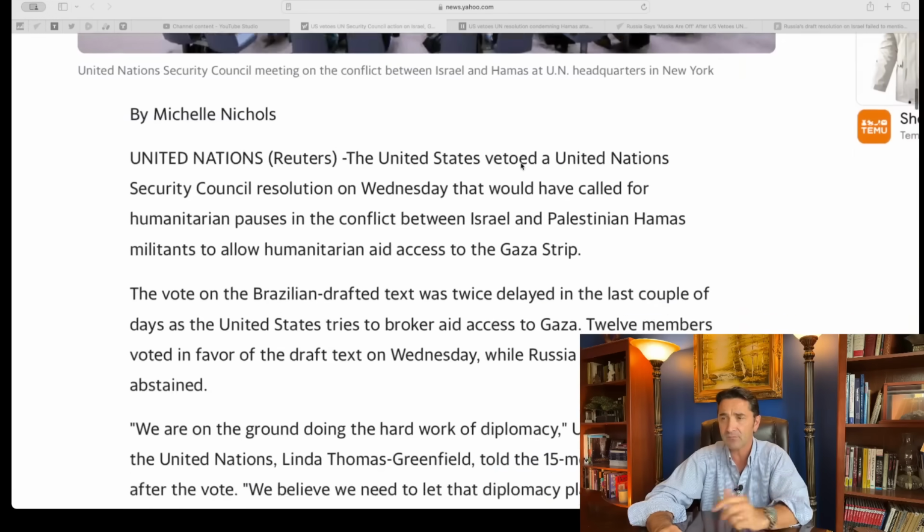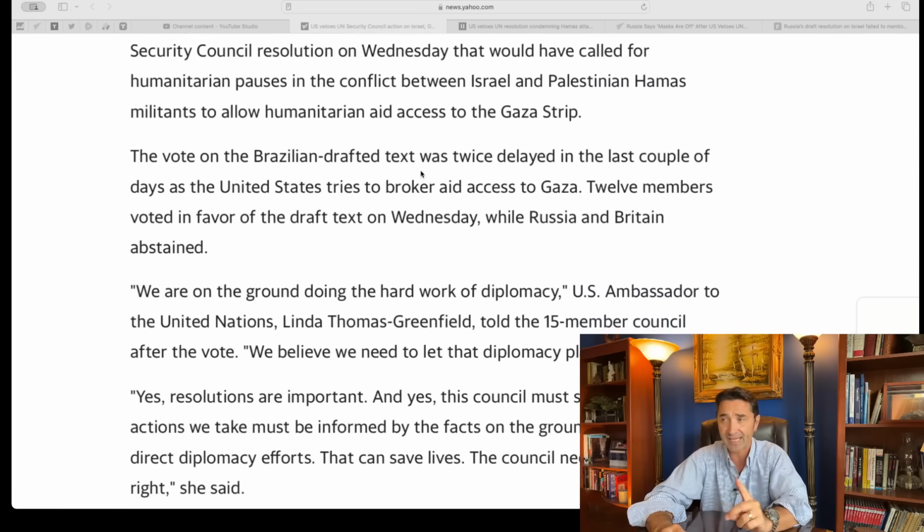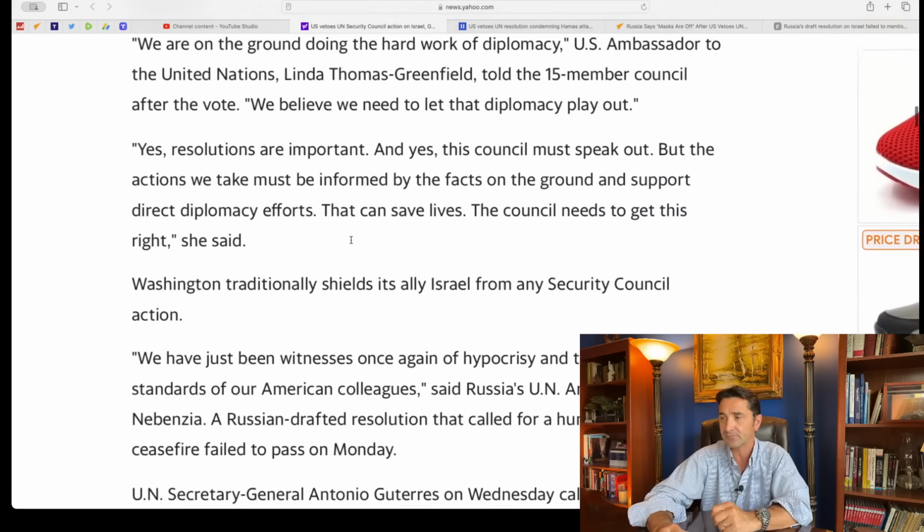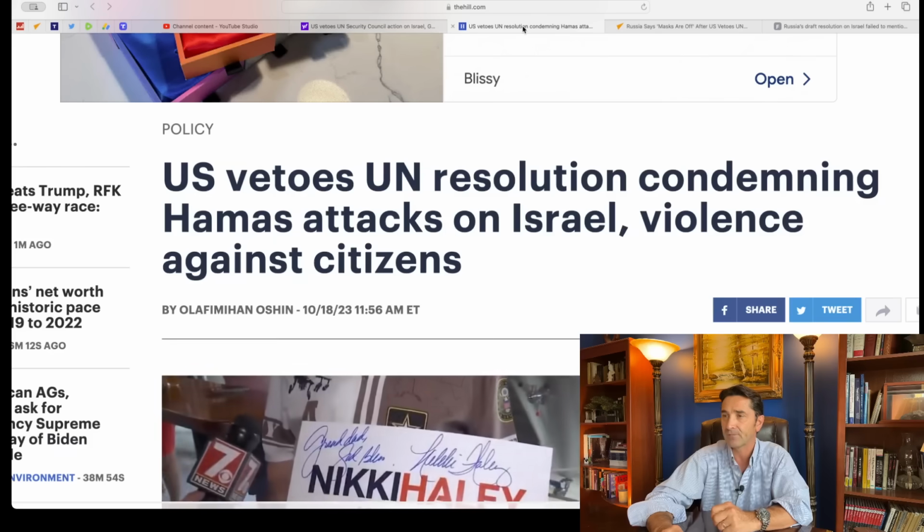All right, well, the vote on the Brazilian drafted text was twice delayed in the last couple of days as the United States tries to broker aid access to Gaza. 12 members voted in favor of the draft text on Wednesday, while Russia and Britain abstained. And the reason why, I'm going to show you in a second. Let's move to the next one.